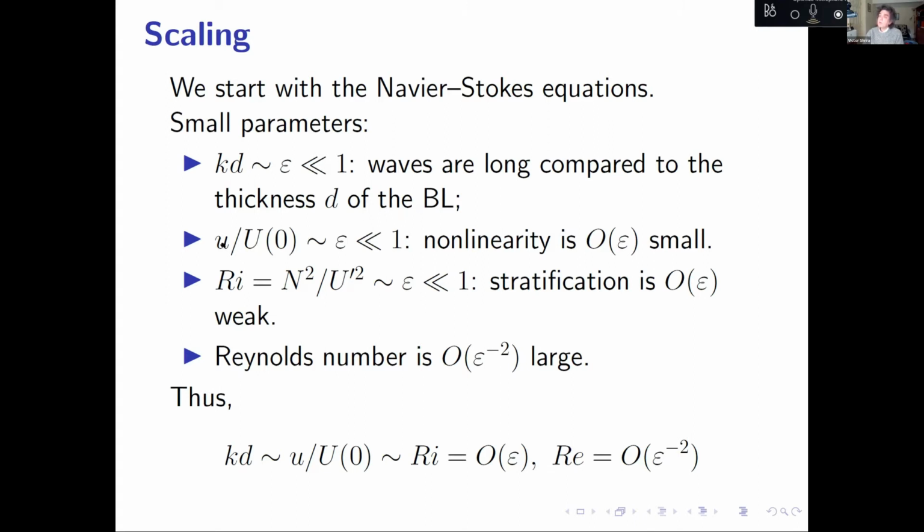The amplitude of perturbations, this is the streamwise component of velocity of perturbation, is small compared to the value of velocity at the surface. And this smallness is characterized by this same small parameter epsilon. And the Richardson number, let's take the maximal value N squared, and vertical shear is also small and also of order epsilon. We also introduce the Reynolds number, using our turbulent eddy viscosity. And this Reynolds number is assumed to be of order epsilon to the minus 2.